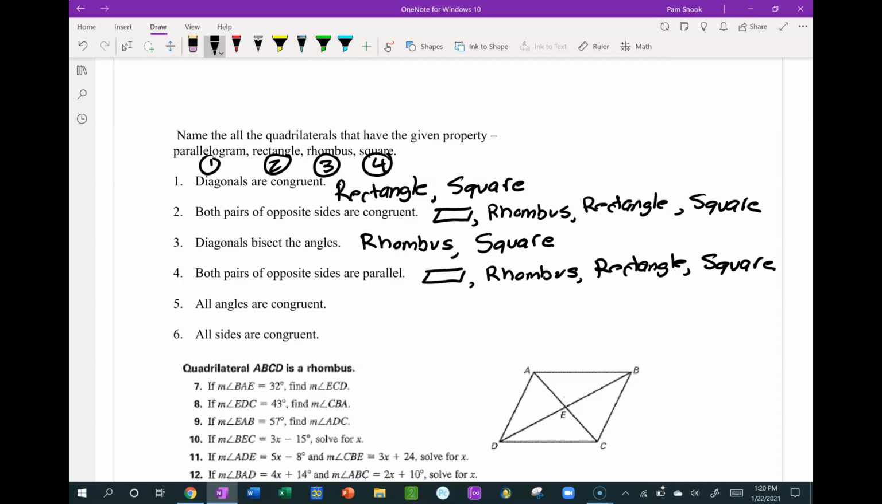All angles are congruent. Well, rectangle has all angles congruent. And so does a square, because a square is a rectangle. All sides congruent, that's a rhombus. And make sure you include a square, because a square is a rhombus.